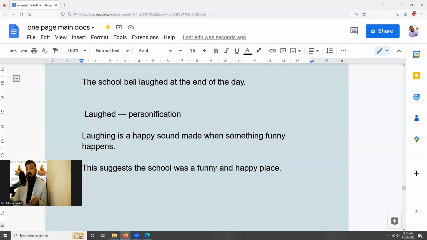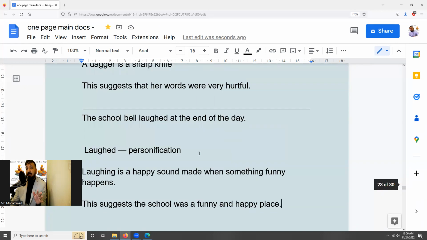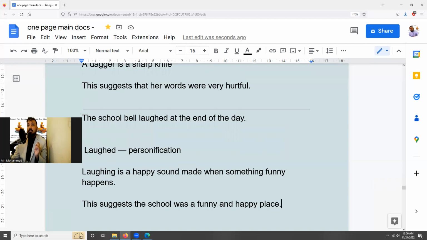You understand the point. So, personification is when something not human is given human qualities. And yes, so that is imagery. And yeah, good job. Okay.